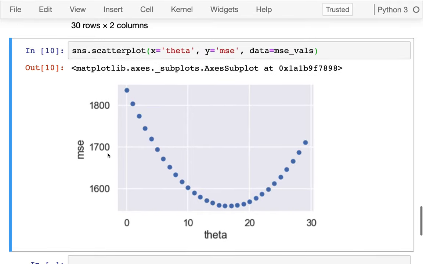Okay, so I get this plot. Talk with your neighbor for 1 minute. Explain what this plot is showing and why the plot looks like this. Go ahead.